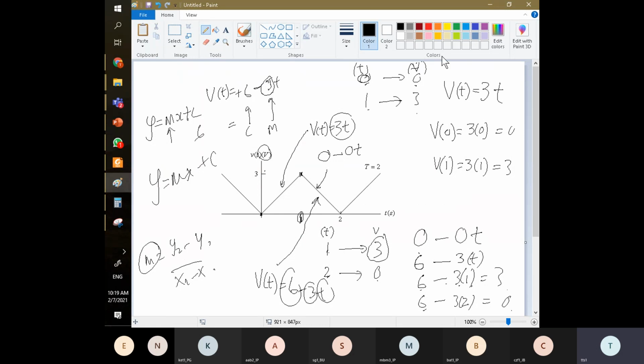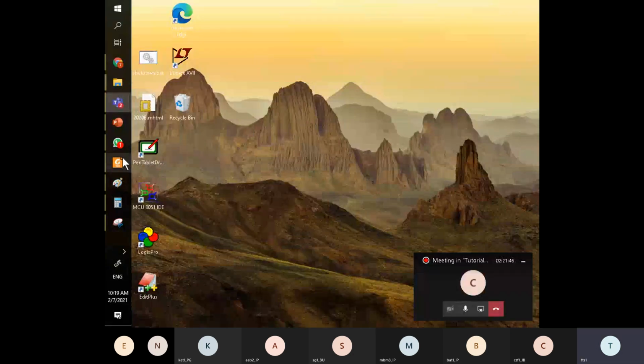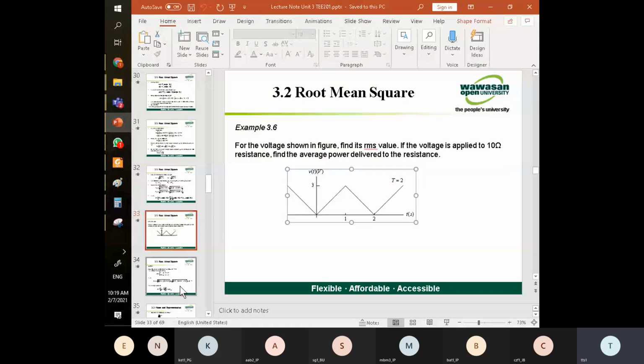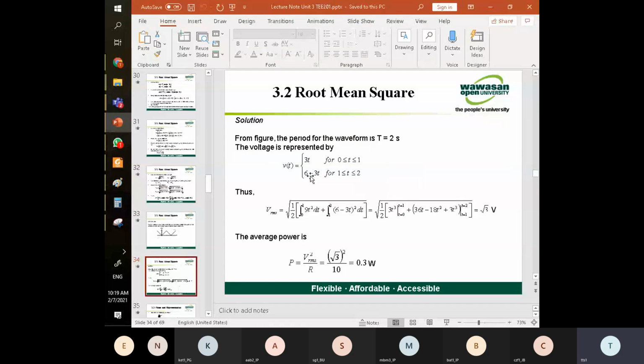Okay, you can review yourself. This one's quite easy. After you've done this, you can come up with these two equations. From 0 to 1 is 3t, from 1 to 2 is 6 minus 3t. Then you can put these two together, because to find the RMS, you need to calculate separately. One is 3t, one is 6 minus 3t. You need to square it, and then take the square root, and then the 1 over 2.